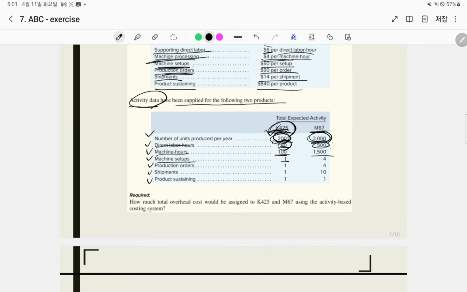Machine setups occur once for K425 and 4 times for M67. Production orders occur once for K425 and 4 times for M67. Shipments occur once for K425 and 10 times for M67. Product sustaining occurs once for each product. How much total overhead cost would be assigned to K425 and M67 using the activity-based costing system?